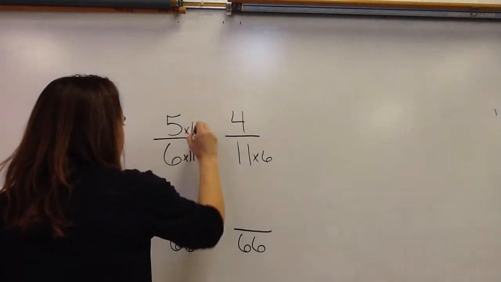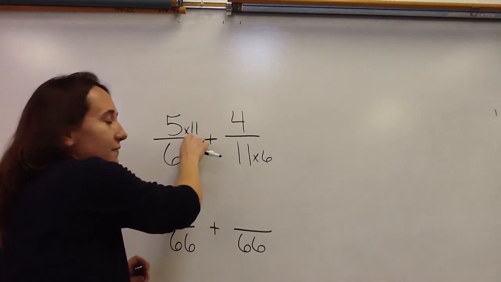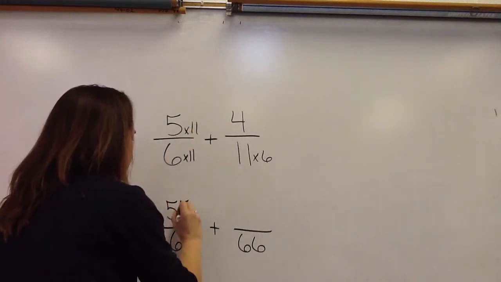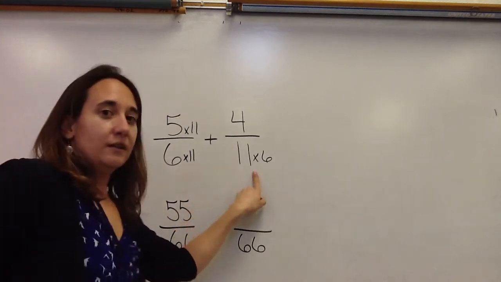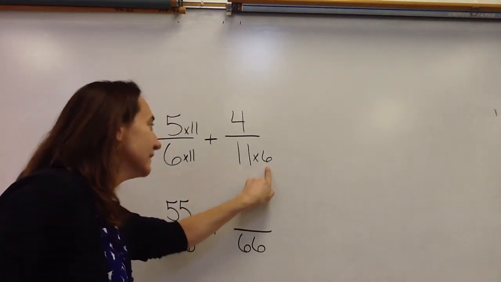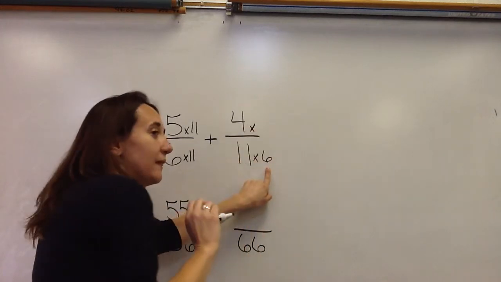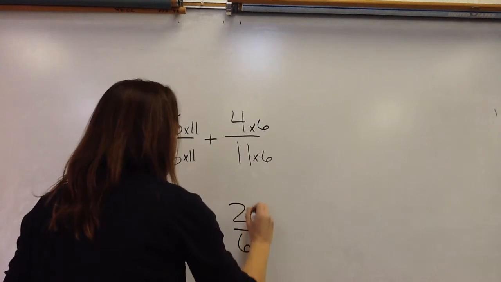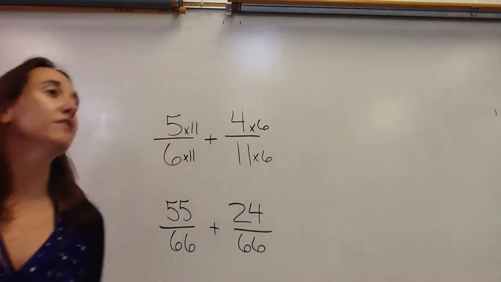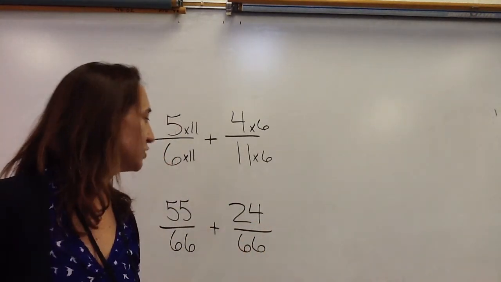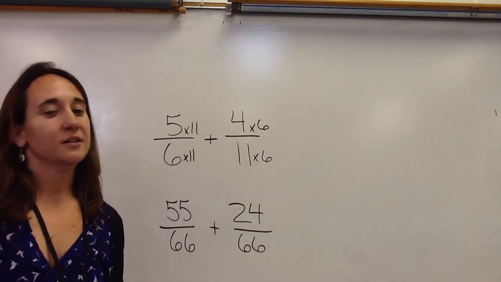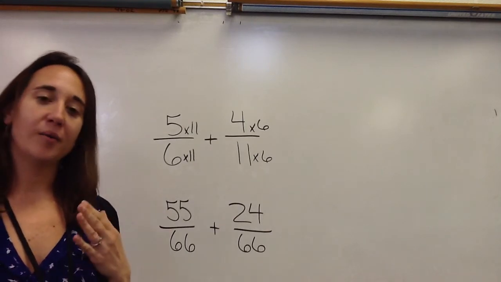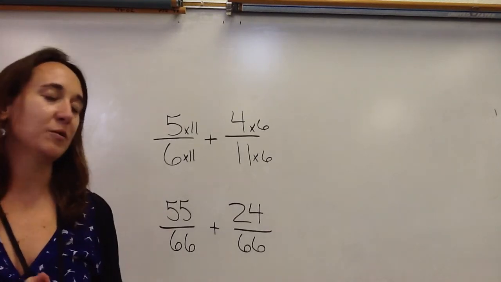Awesome. So I multiplied this denominator by 11, I'm going to have to multiply this numerator by 11. 5 times 11 is 55. Again, I multiplied this denominator by 6, so I have to multiply this numerator by 6. 4 times 6 is 24. So you should have gotten 55/66 plus 24/66. So hopefully you did that. All right, now you're ready to do those steps that you have learned before.